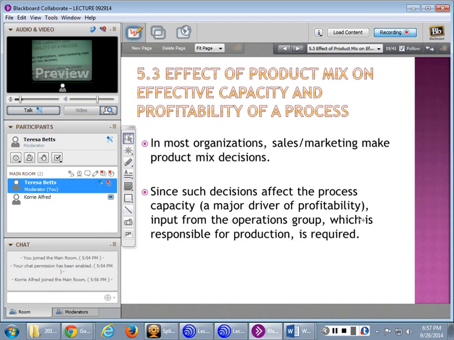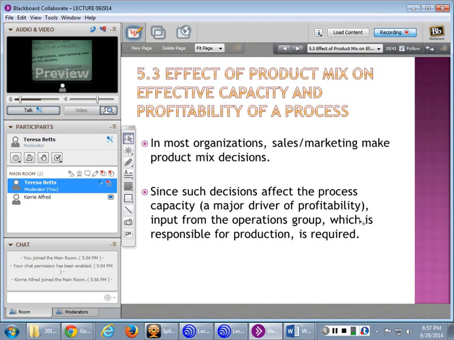Product mix has an effect on effective capacity and the profitability of a process. And it isn't always quite as straightforward as what you might think, right? If I told you that product A had a contribution margin of $20, and product B had a contribution margin of $25, it'd be pretty tempting to say, well, we should just do more of B, right? But is there more profit in B? That's the issue: how much time does it take us to actually process them? So we have to drive to that.